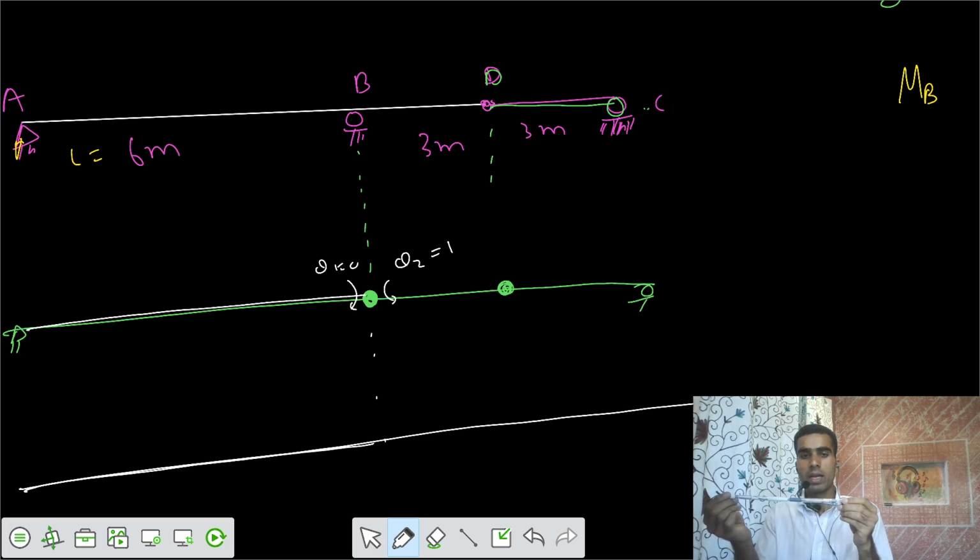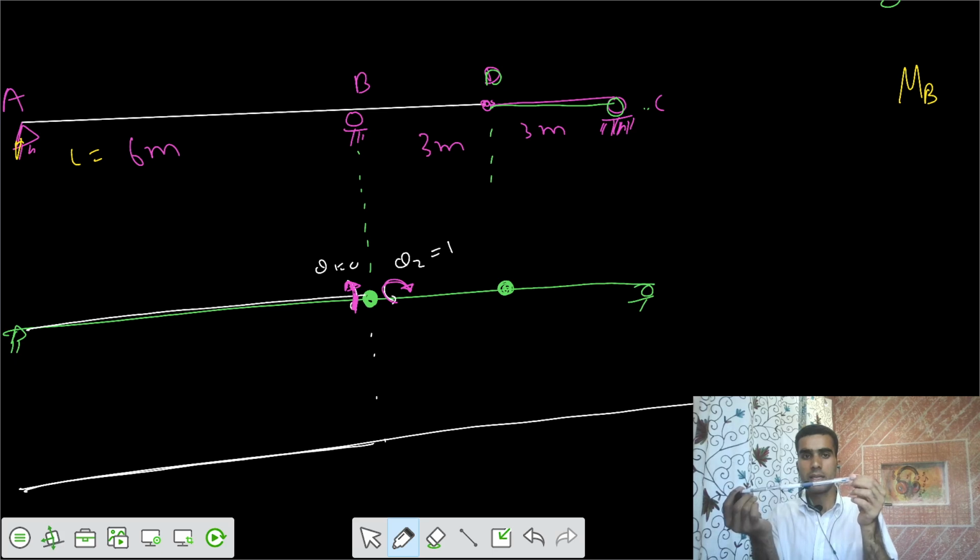Now you are applying a theta, and the theta should be in the clockwise manner. Theta should be in this fashion. This one is anti-clockwise. So this is the variation of theta. Now the thing is that theta should be in this fashion. So this is the hinge, and this is support C.